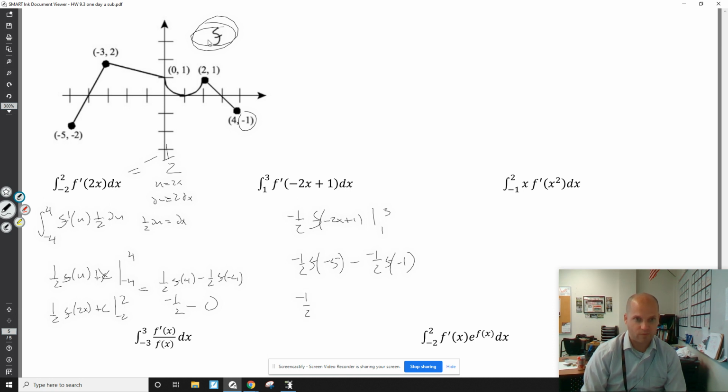Again, this is f, this is f, so I'm looking at the y coordinates. Very important. Sometimes we look at slopes, y coordinates, areas. That's calculus.